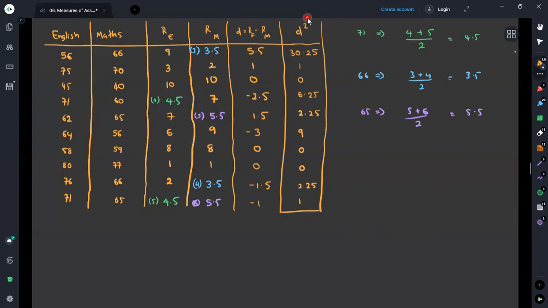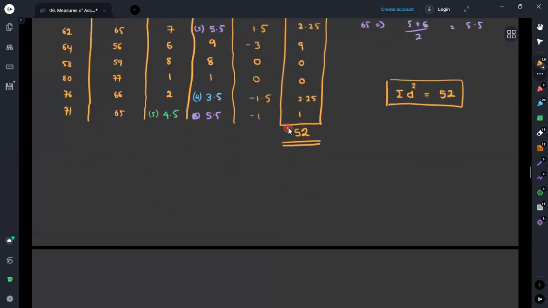Now we need to take the summation, because it will be used in the calculation. To get the summation, we can see that the summation is equal to 52. Therefore, what we have obtained is the summation of d squared equal to 52. This is the next information we have.